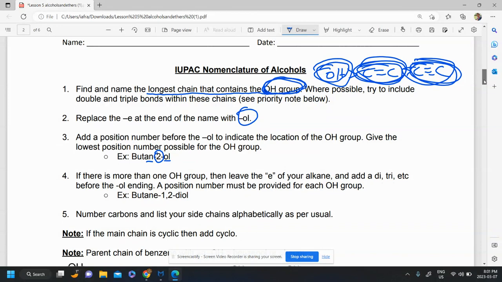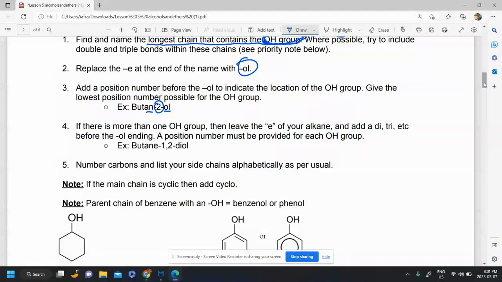If you have a polyalcohol that contains many hydroxyl groups, then you're going to name the alkane with ane at the end, and then put the positions of the OH groups, and then put the prefix that indicates how many there are. If there's 2, it's di; if there's 3, it's tri; and then ol afterwards. And then you want to number your carbons and list your other substituents alphabetically like you normally would.